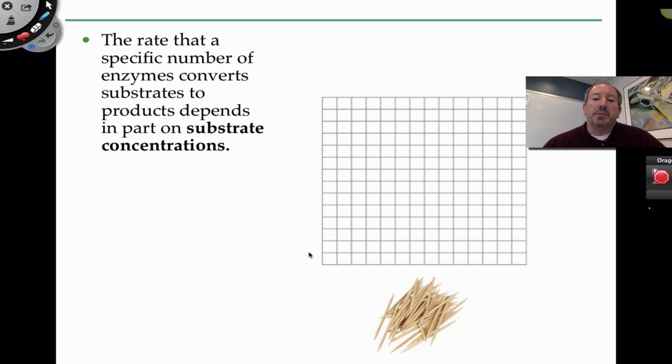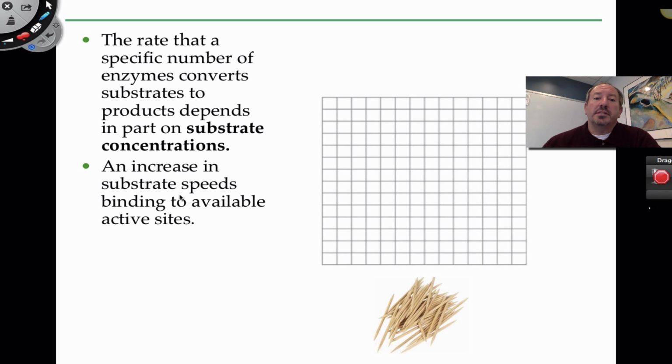So this is important because as you increase substrate concentration, as we were just saying, it makes it easier for the enzyme to be able to speed up the chemical reaction. So an increase in substrate speeds the binding availability to the active sites. And so there's no question that the enzyme's working at its maximum rate, as we saw just a moment ago. Let me just refresh you on that. So this is the enzyme maximum rate at this point, right here.